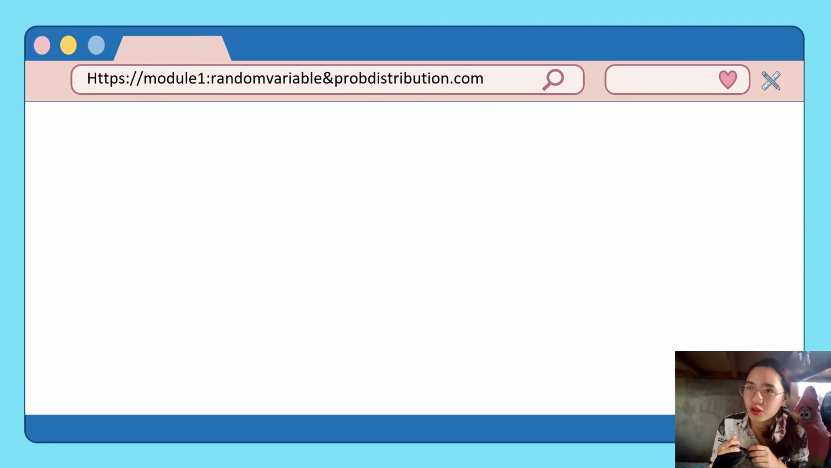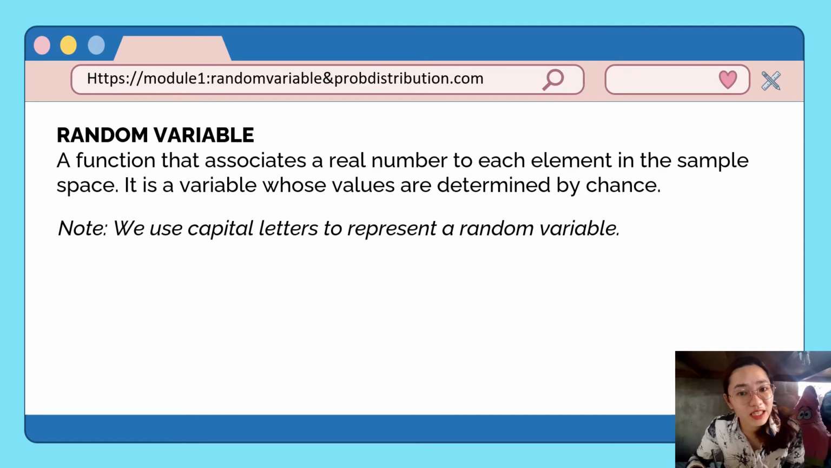If you may recall, pag sinabi natin variable, it is a characteristic or attribute that can assume different values. For example, in algebra, yung variable x natin, it can be any number. So, we always find that value of x. And of course, dito rin, hanapin natin ang value ng ating variable. We will use capital letters to represent a random variable para maiba naman siya at hindi tayo malito.